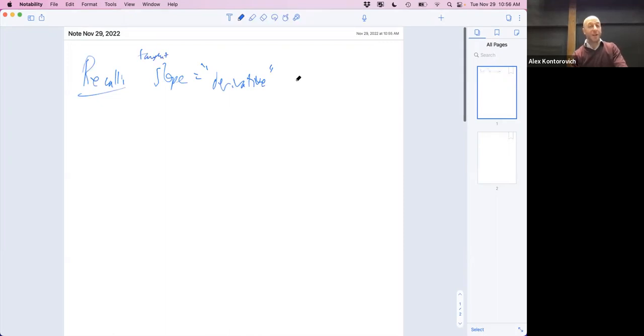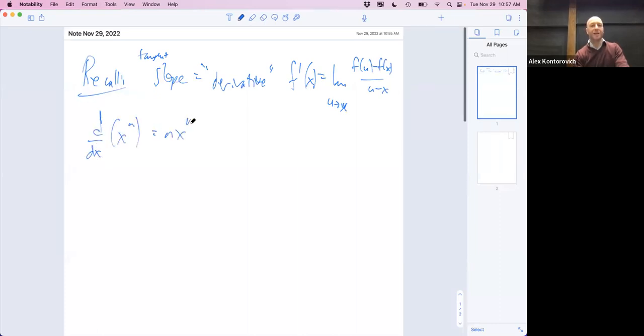We started with this definition that the derivative at x is the limit as u goes to x of f of u minus f of x over u minus x, right? Rise over run. Instantaneous is the limit of secant slopes. And then we learned things like the derivative of a polynomial: the n comes down. We learned derivatives of sine, cosine, e to the x, log, all these things.